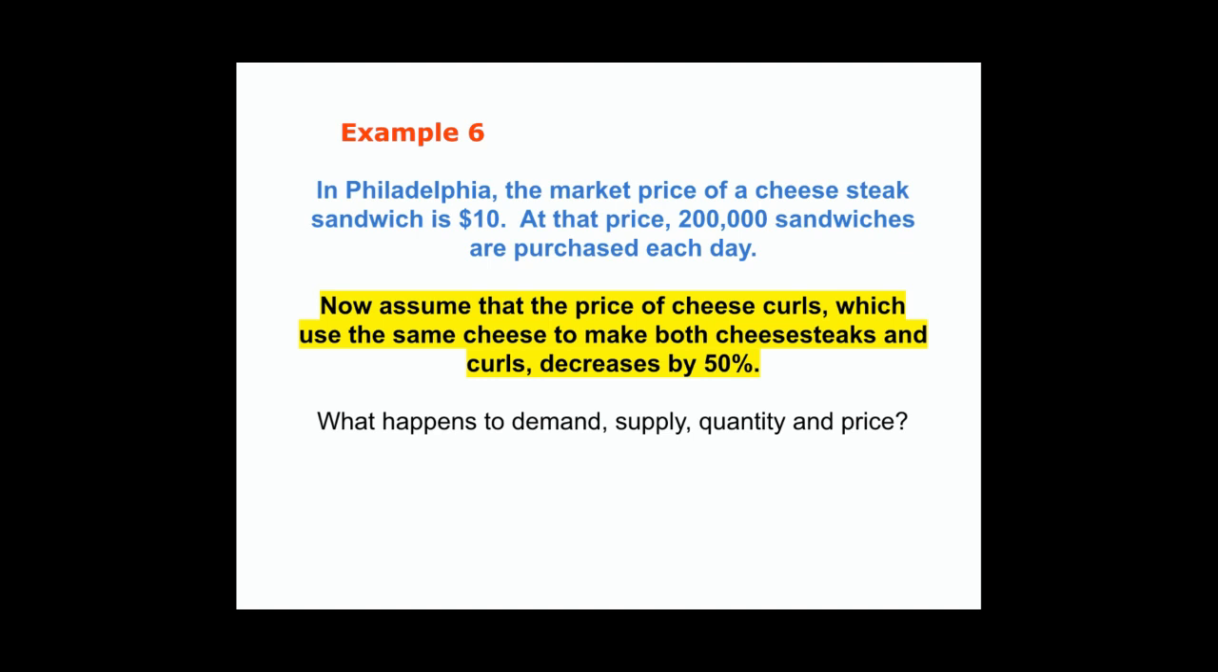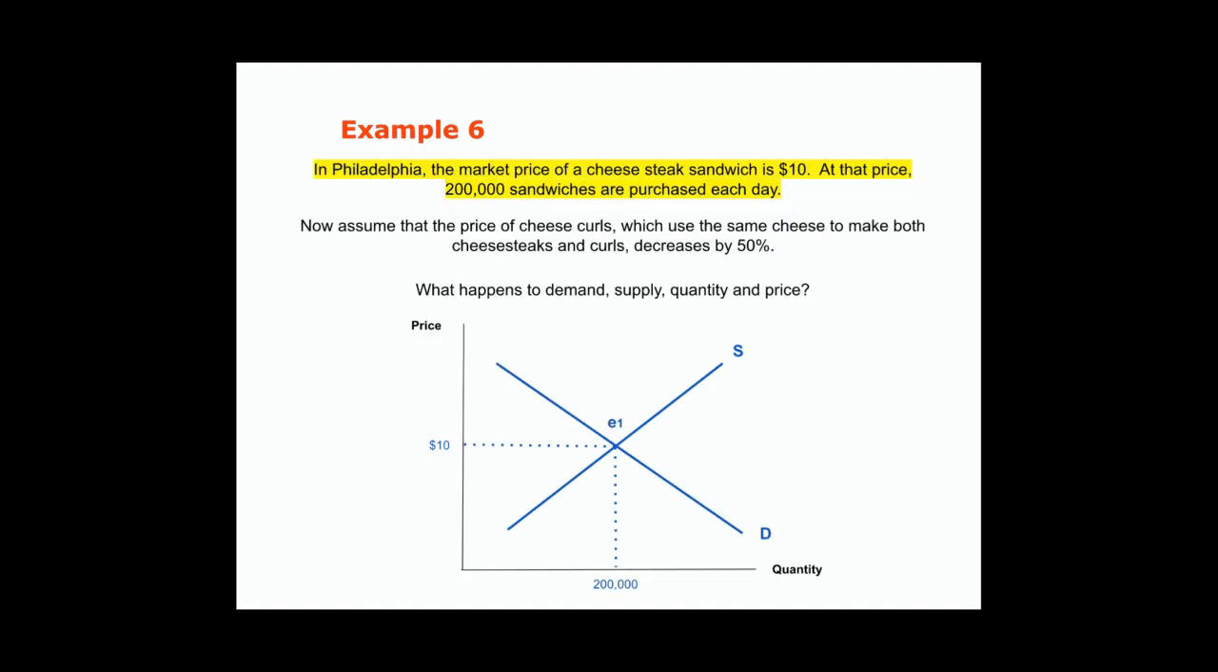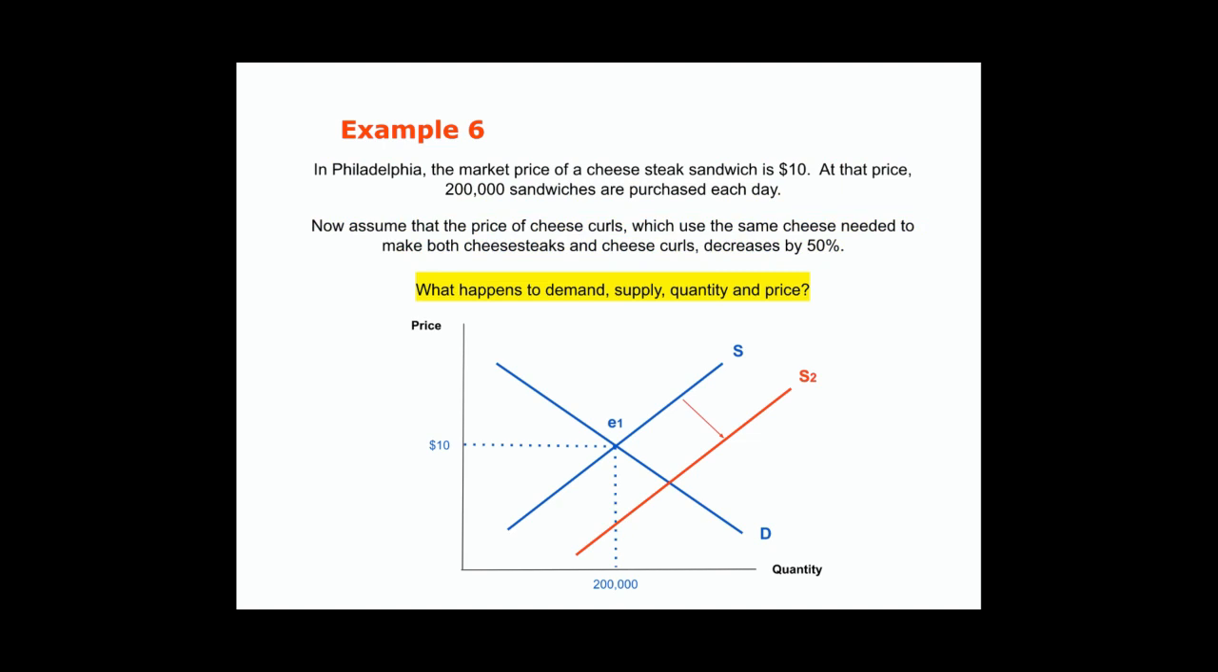When the price of cheese curls goes down, they're going to be willing to pay less in order to get the cheese, and so the amount of cheese available to the cheesesteak manufacturers is going to be greater, and so they're going to be able to get more cheese, and the result is that the supply of cheesesteaks increases. The curve moves from S to S2.